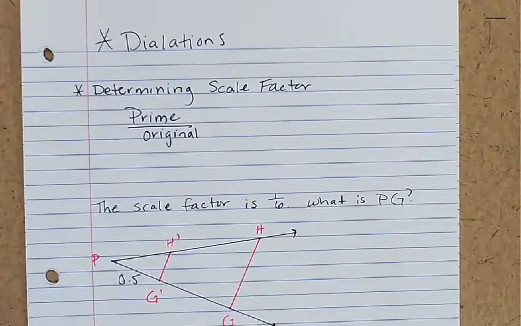This video is to help out with the lesson in Edgenuity on dilations. So dilations, what they are is taking a shape and it either makes the shape bigger, which is an enlargement, or it'll make the shape smaller, which is a reduction.